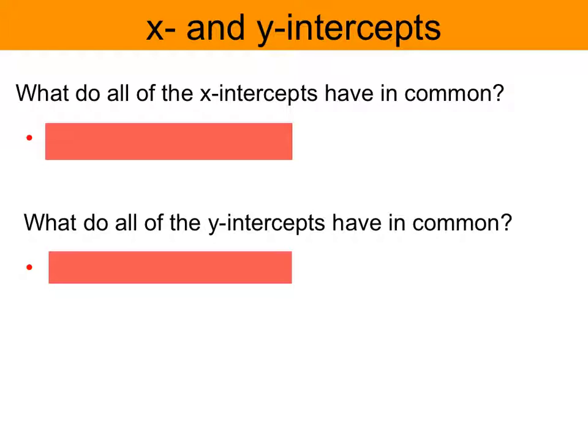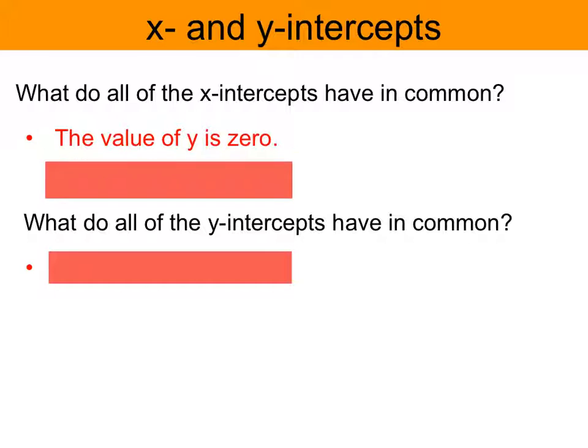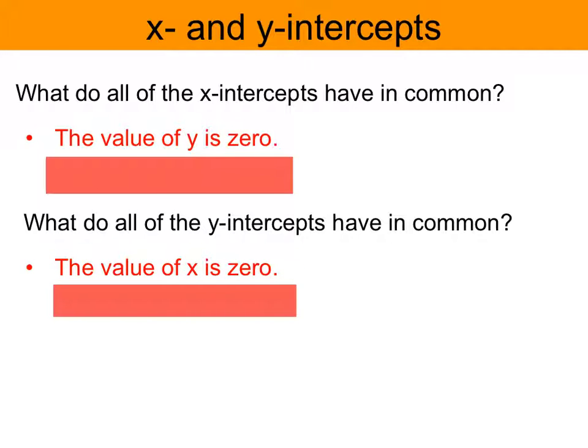Okay, so when you were looking at your x-intercepts, did you notice what they had all in common? This is something that's going to help us later whenever we need to use these to graph. What you should have noticed for each of those is that the value of y is always 0 for an x-intercept. And for the y-intercepts, what they have all in common is that the value of x is 0. We're going to talk about that in a second again.